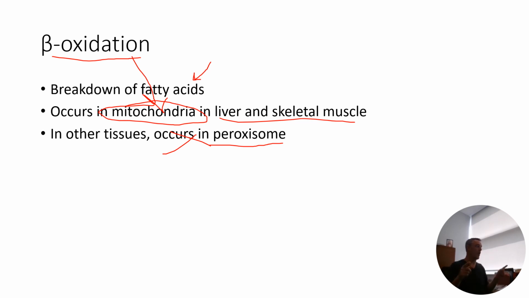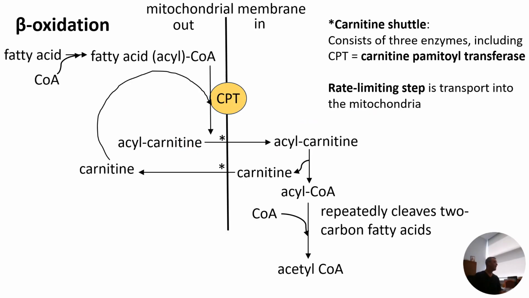Here is one of our processes that takes place in the mitochondria, and that's beta oxidation. Again, primarily liver and skeletal muscle. The skeletal muscle, again, is a highly metabolically active tissue with lots of mitochondria. It's going to be able to break things down. Here is our process of beta oxidation.